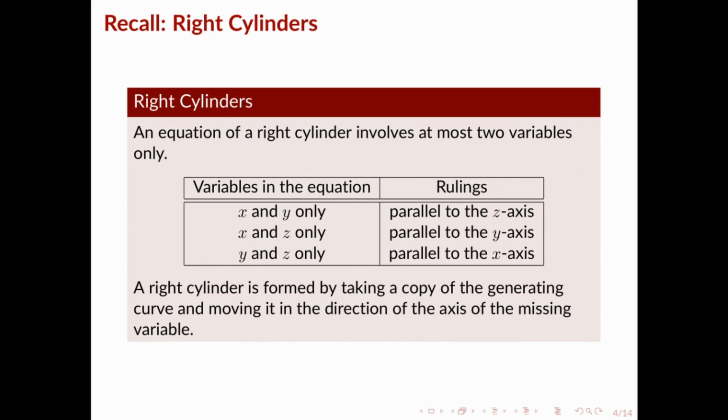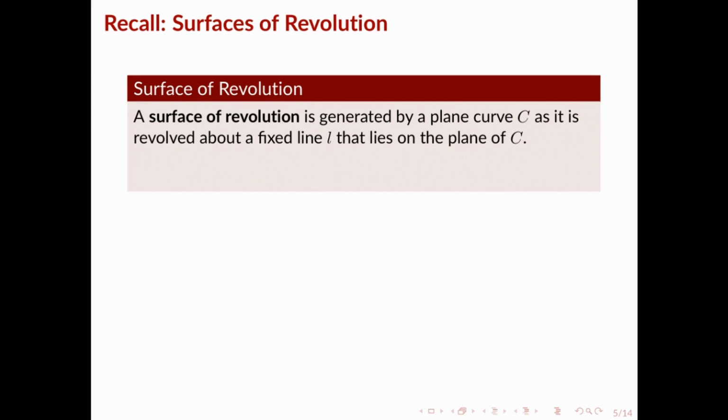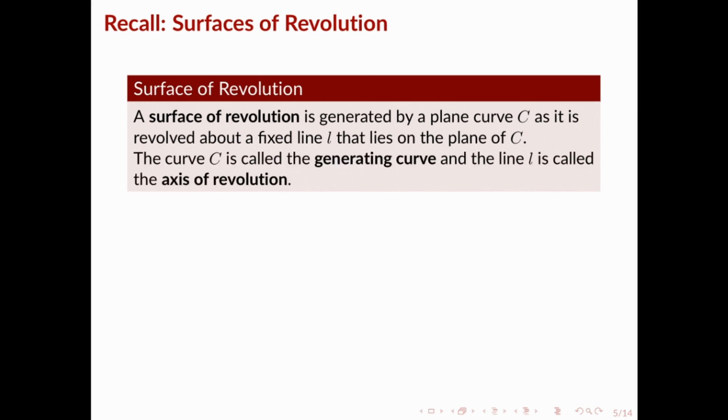Finally, let's review surfaces of revolution. When you take a curve on a plane, so something that is at most expressed in 2 variables, like x and y, y and z, x and z, but not all 3, yet again, and you rotate it around a fixed line, you get a surface of revolution. This curve is called the generating curve, and this line is called the axis of revolution. We'll only be taking into consideration the cases where our axes of revolution are the x, y, and z axes.